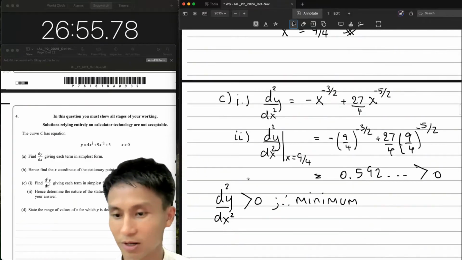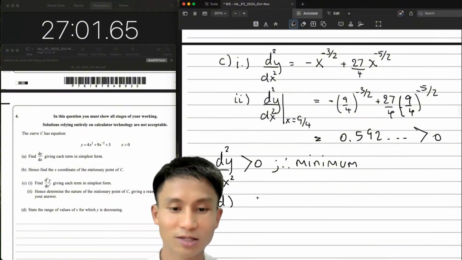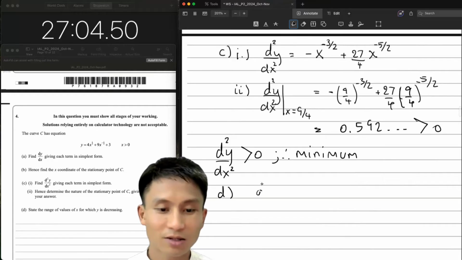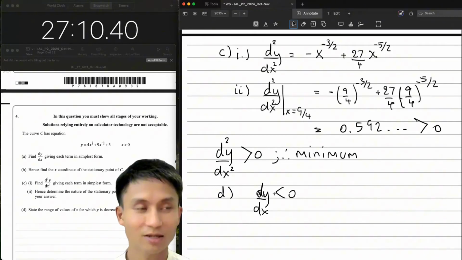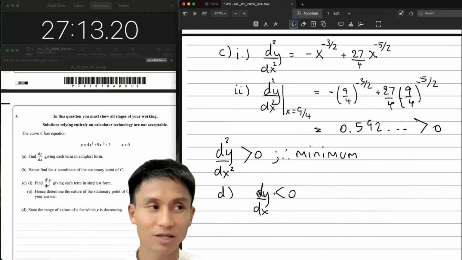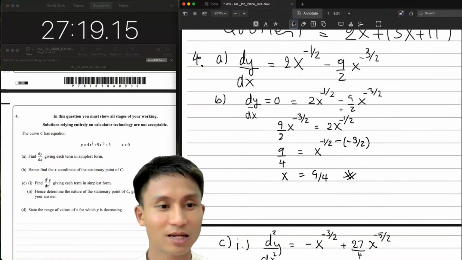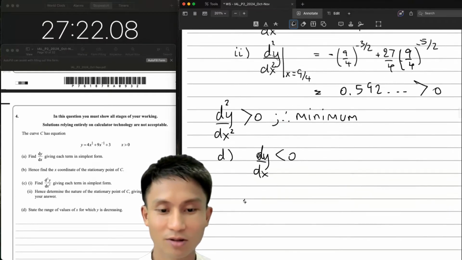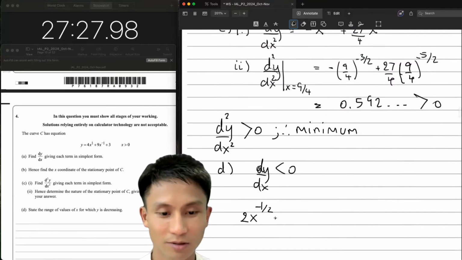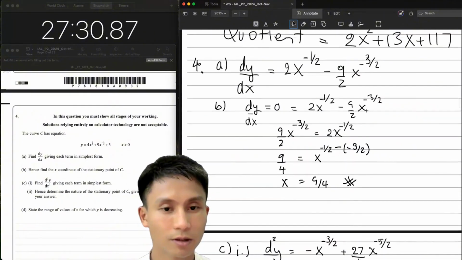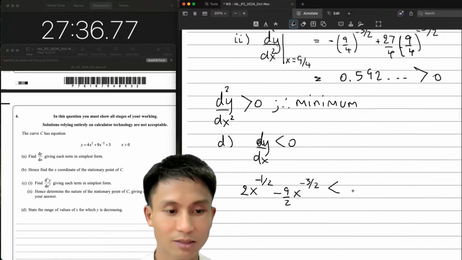So minimum, all right? And then part d: state the range of values for x for which y is decreasing. Y is decreasing means that dy by dx is less than 0. So it's like a negative gradient. It's the part of the function where the gradient is negative, which means that y is decreasing. So for dy by dx, we have to take back what we did earlier. That means the first derivative, which is what we got earlier up here. I'm just copying it here. See if I copy that right. Yeah, less than 0.